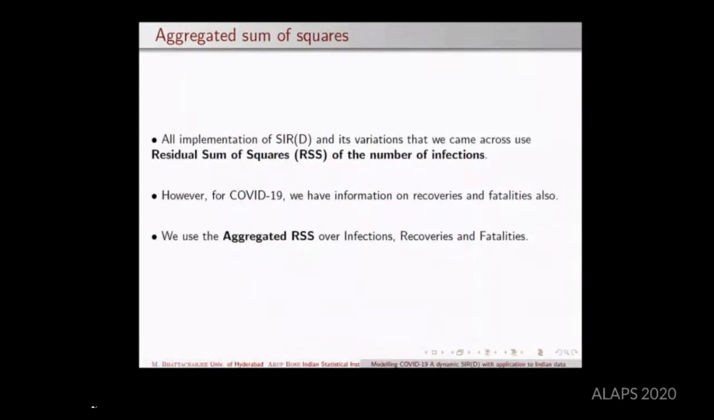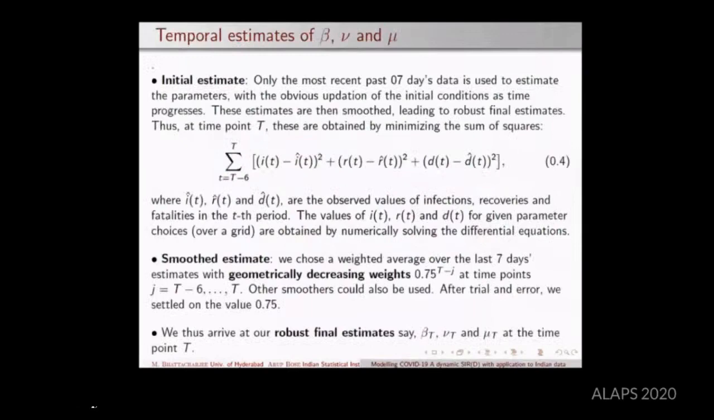That changes drastically the quality of the fit and the quality of the estimates, from our experience. So the temporal estimates of beta, mu, nu: note that because we are going to allow evolution over time, these three parameters are going to be estimated over time. So they are going to be time-varying estimates. Only the most recent past 7 days of data is used to estimate the parameters, with the obvious updating of the initial condition as time progresses.